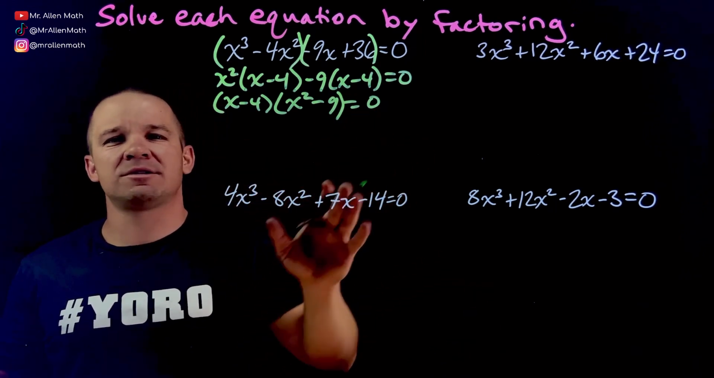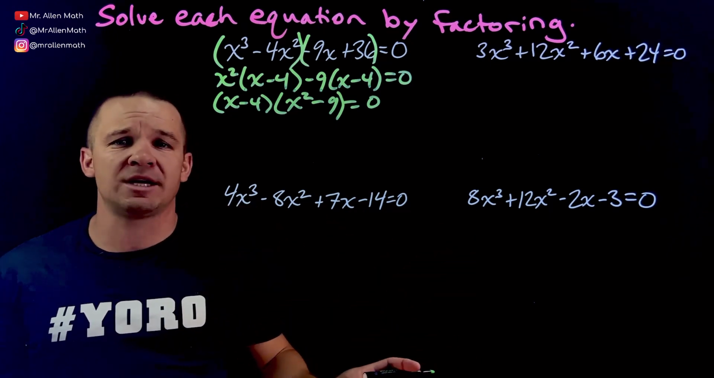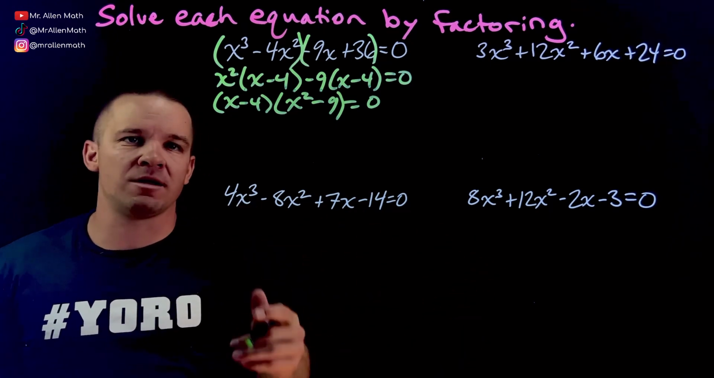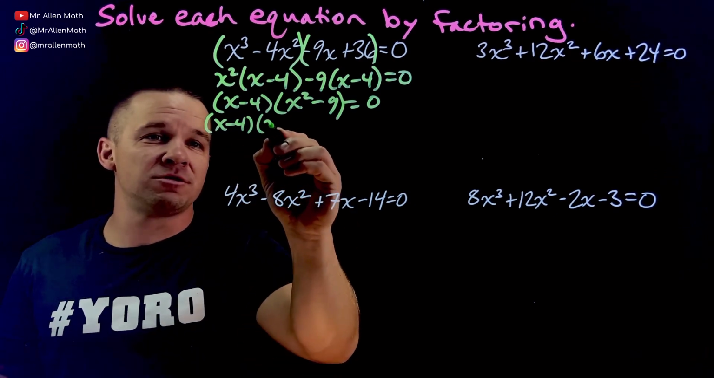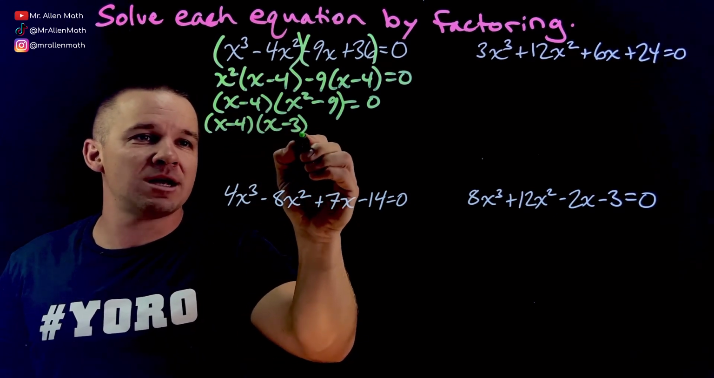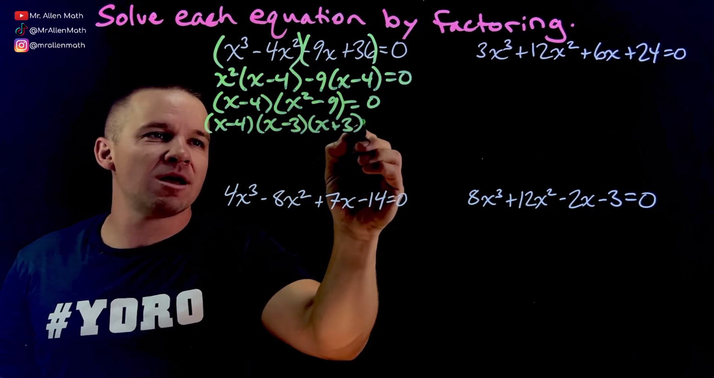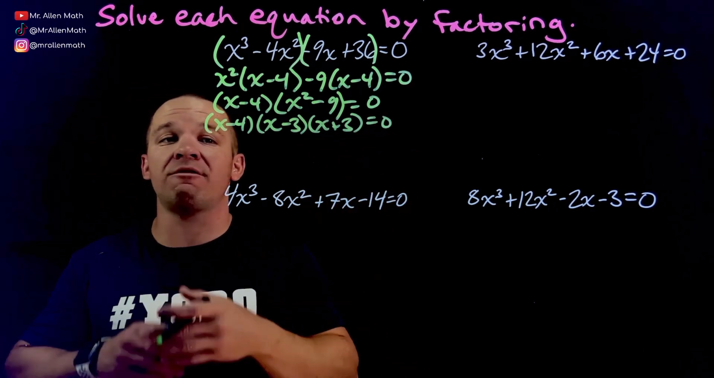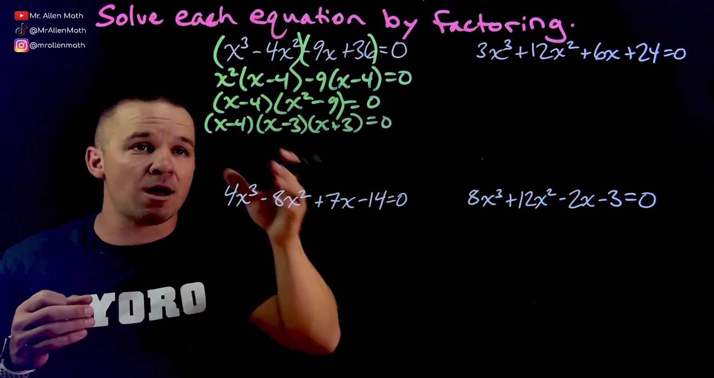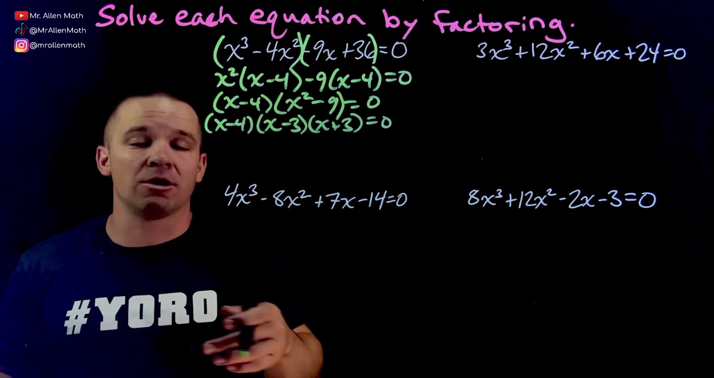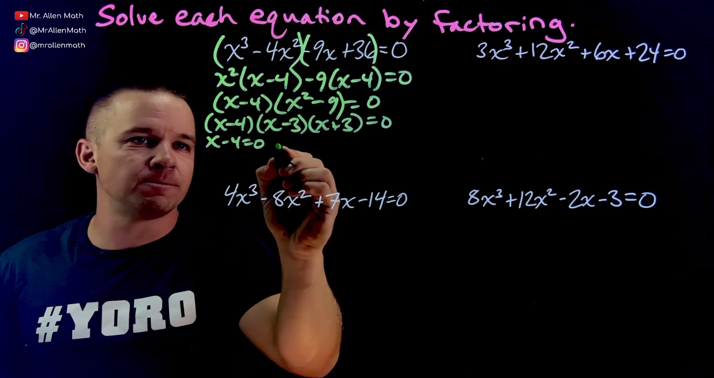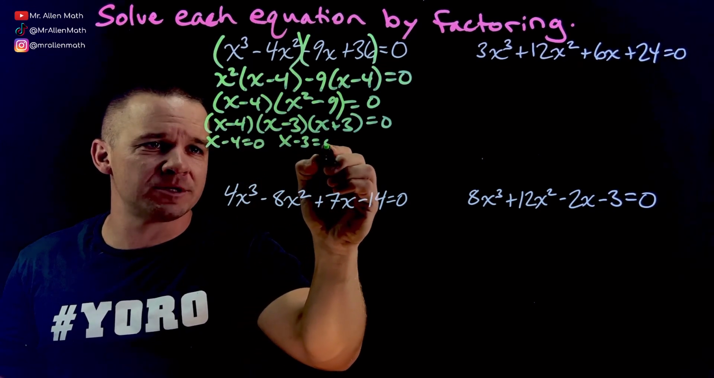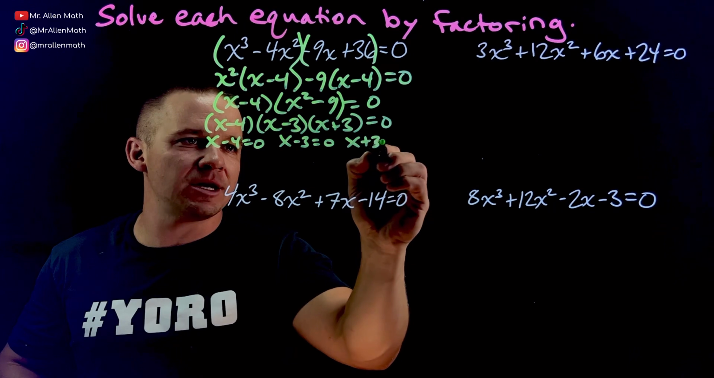But because we're asked to solve by factoring, I'm just going to continue factoring this thing straight through until it can't be factored anymore. So we got x minus 4, and the x squared minus 9, that's a difference of two squares. So I've got x minus 3 and x plus 3. All that equals 0. Now I have three factors, 1, 2, 3, all equal to 0. I can set them equal to 0 and solve for x individually. So we have x minus 4 equals 0, x minus 3 equals 0, and x plus 3 equals 0.